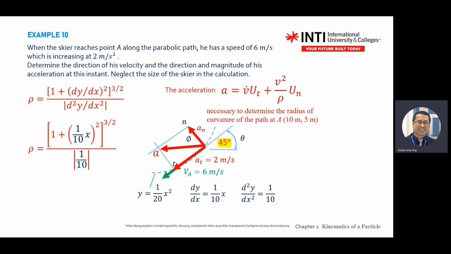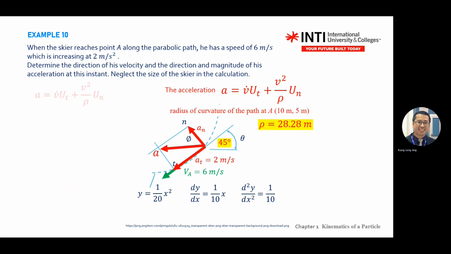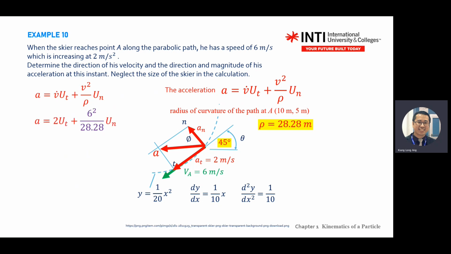And to differentiate the velocity from the acceleration, I use this symbol to represent the angle for your acceleration. Or you can use theta sub v or theta sub a, also can. Okay, you get your rho 38 point something, but again, the number is not important. Important is the steps, how we solve. Okay, once we have that, we just substitute the value inside.